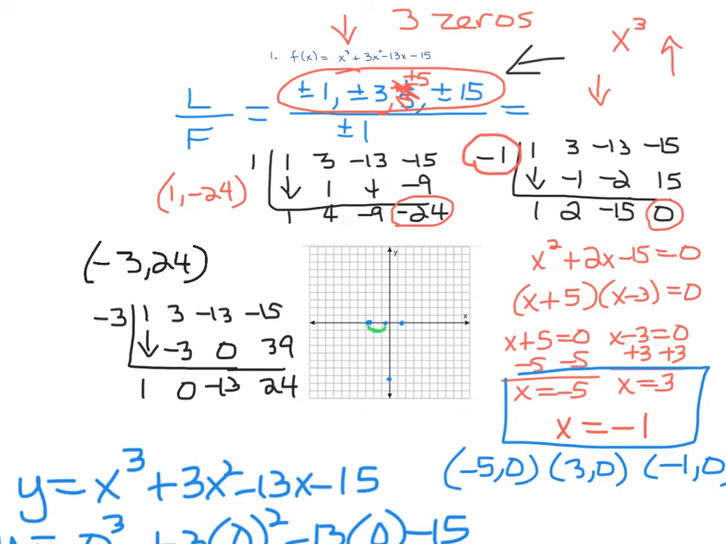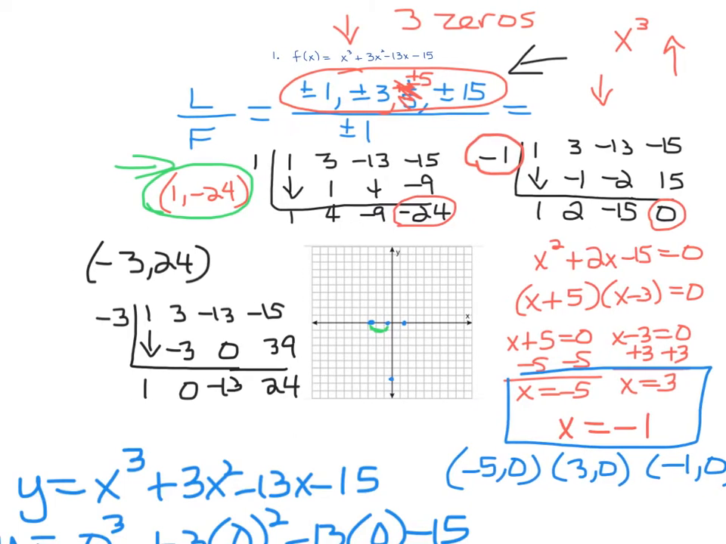Now, if you recall from the beginning, when I was first trying to find my zeros, the first time I did it, when I used 1, it didn't work, but I did get an additional ordered pair here. So I'm going to go ahead now and graph these two additional ordered pairs, and then I'm going to connect my points.